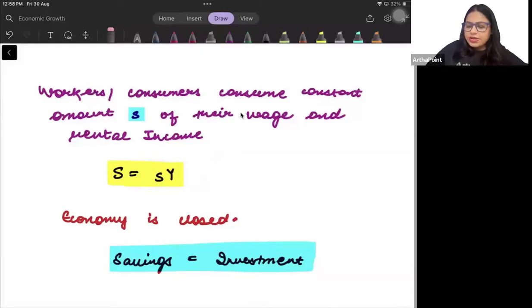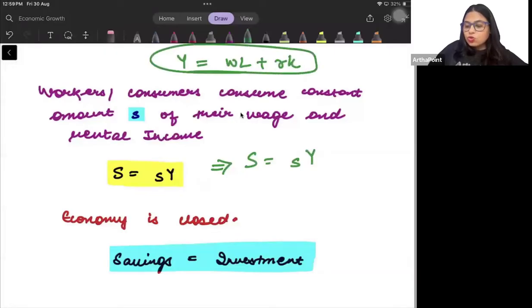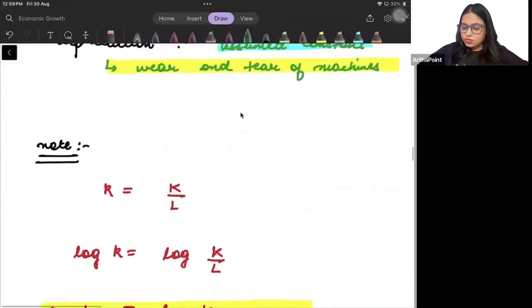हम सिंपली यहाँ पर ये बोल देंगे कि हमारी जो सेविंग्स हैं वो इनकम का कुछ प्रोपोर्शन है. और क्योंकि हमने इक्वेशन में Y = W L + R K लिखा था, तो हमें इससे मतलब नहीं कि ये कैपिटल की अर्निंग्स हैं या ये लेबर की अर्निंग्स हैं. जो भी टोटल इकोनॉमी की अर्निंग्स हैं, whatever are the total earnings of the economy, उसी का ही कुछ प्रोपोर्शन जो है वो सेव हो रहा है. ओके, this we have done.